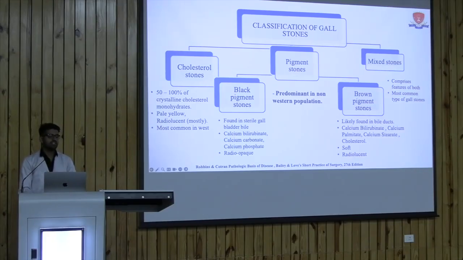On the other hand, pigment stones are predominant in non-Western populations. Black pigment stones, which are found in sterile gallbladder bile, are composed of calcium bilirubinate, calcium phosphate, and calcium carbonate, and are radiopaque in nature. Brown pigment stones are likely to be found in bile ducts and are composed of calcium bilirubinate, calcium palmitate, calcium stearate, and cholesterol. They are soft and radiolucent in morphology.